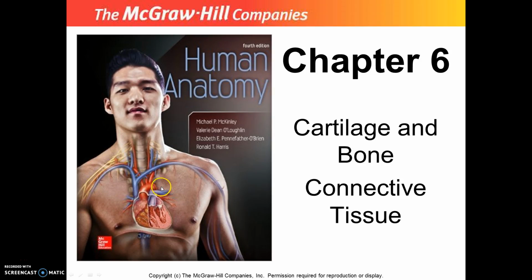All right, so chapter 6 on cartilage and bone connective tissue. We're going to talk a lot about these as tissues and how they apply to what we've been talking about with the appendicular and axial skeleton and articulations as well.